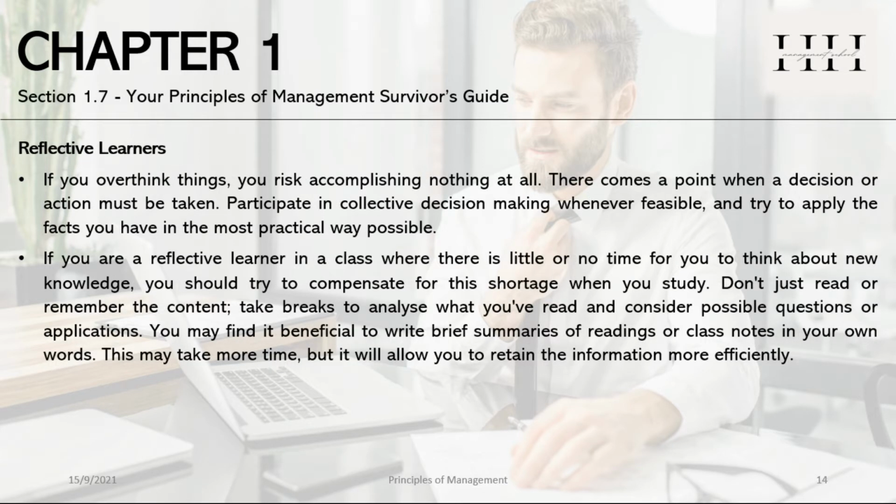Reflective learners. If you overthink things, you risk accomplishing nothing at all. There comes a point when a decision or action must be taken. Participate in collective decision making whenever feasible and try to apply the facts you have in the most practical way possible. If you are a reflective learner in a class where there is little or no time for you to think about new knowledge, you should try to compensate for this shortage when you study.